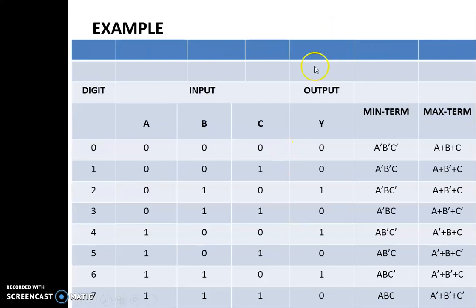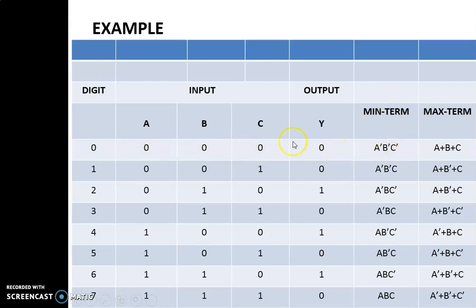Again let us consider one more example. In this example we can represent this truth table in terms of min term, max term, SOP form, POS form and canonical form. Here we can consider one random truth table. How to represent the min term and max term? As per the definition of min term, we have to take the complement of input variables.